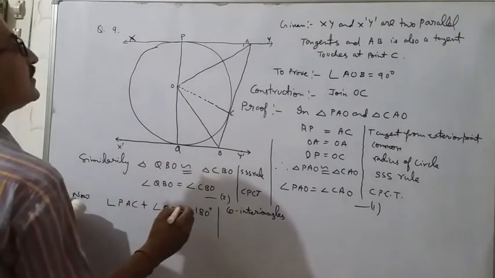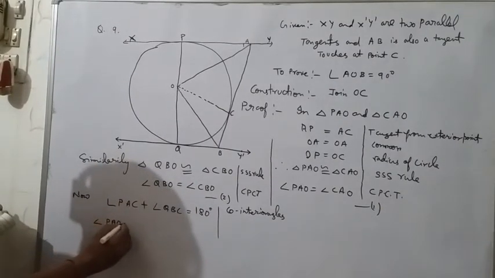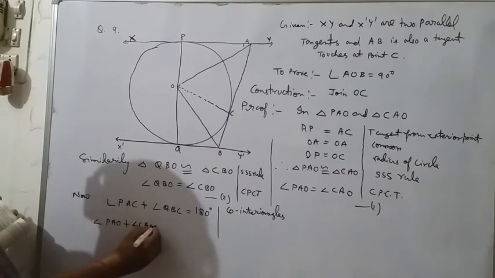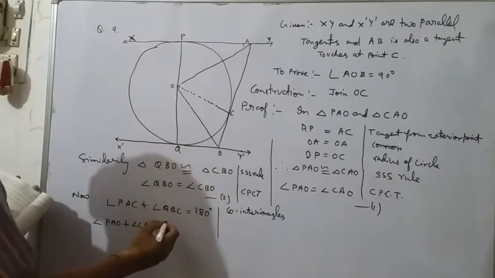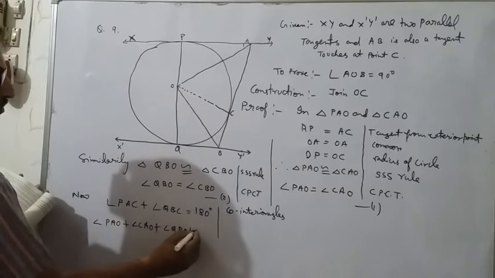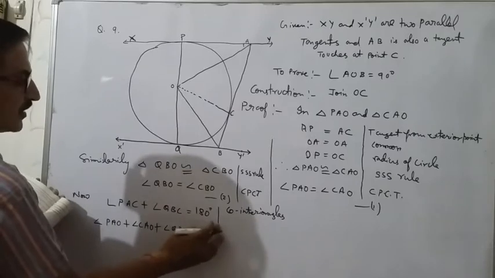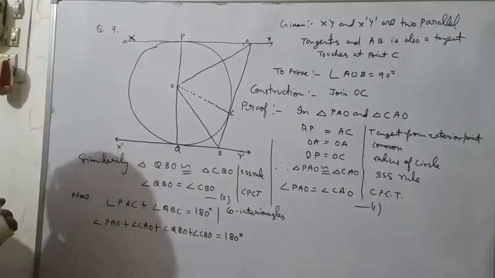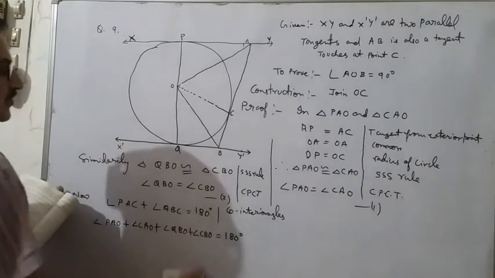Now angle PAC equal to what? We can write angle PAO plus angle CAO. Angle QBC will be what? Angle QBO plus angle CBO, equal to what? 180 degrees. You will see the combination on that. Angle PAC plus QBC is 180 degrees, angle PAC equal to angle PAO plus CAO, and QBO plus CBO.